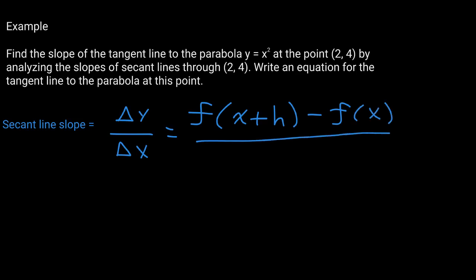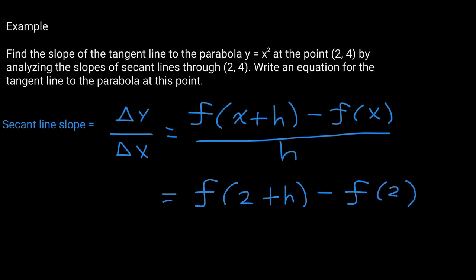all over h. Now, in the definition that we wrote down earlier, this had a subscript x sub 1. I don't need a subscript here because I don't have different x coordinates that I need to differentiate between. So this x value here is given, it's 2. Okay, that's your x coordinate. So then this is equivalent to being f of 2 plus h minus f of 2 all over h.